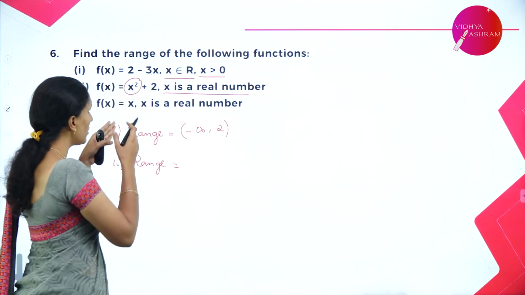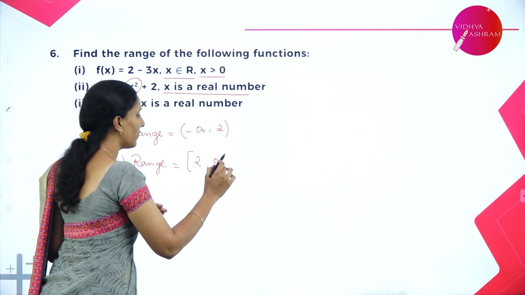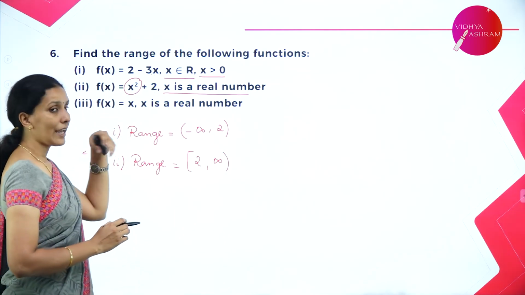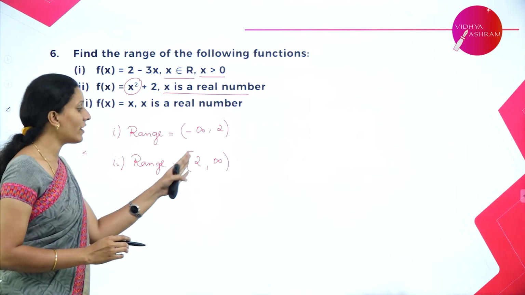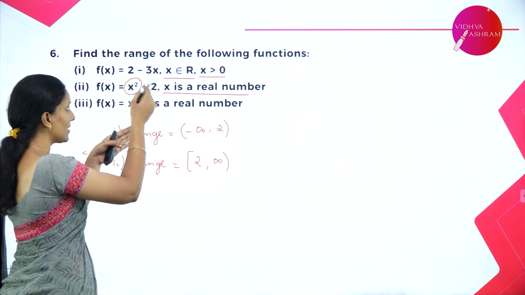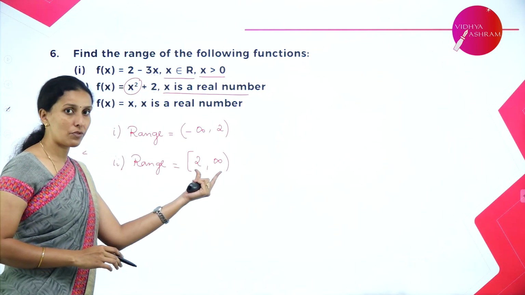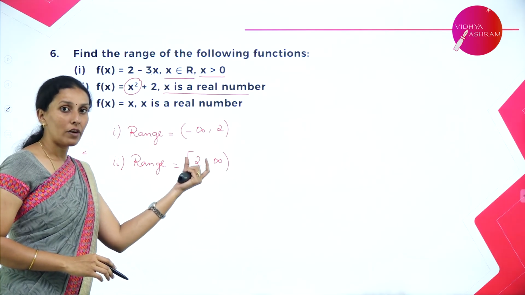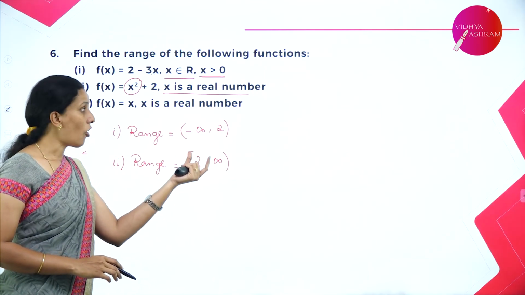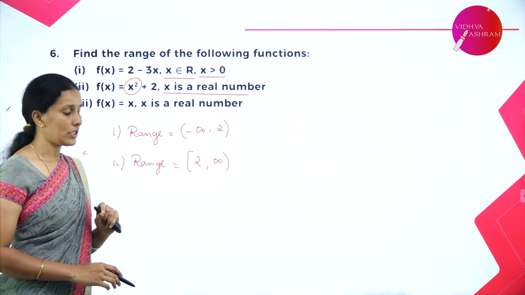So therefore, your range starts from 2 and ends at infinity. Why? Because you can take any value for x, you always get a positive number. And the minimum value of f of x is only 2 at x is equal to 0. Therefore, your interval lies from 2 comma infinity. Your range or your image of this function lies from 2 comma infinity.